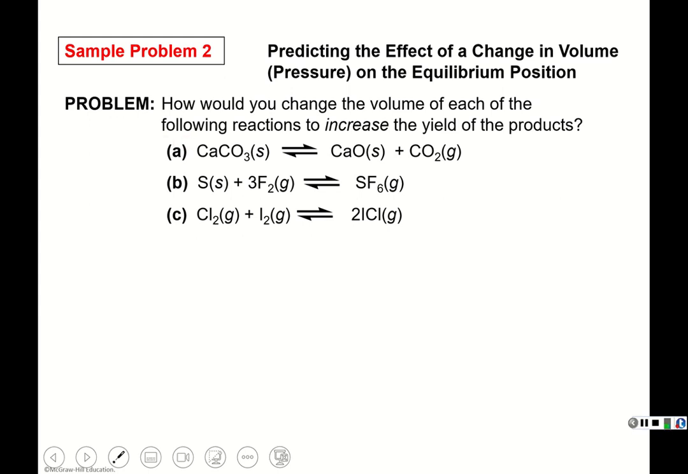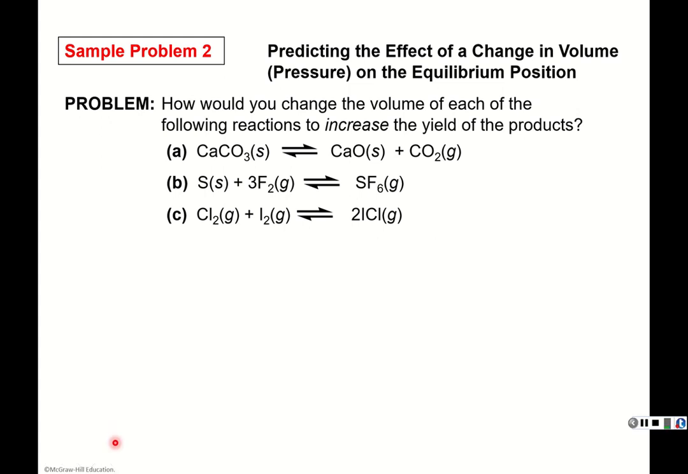we have a reaction that is calcium carbonate going to calcium oxide, those are both solids, plus CO2 gas. So we don't have any gas on the left side, we have 1 mole of gas on the right side. Okay, so how would you change the volume to increase the yield of the products?